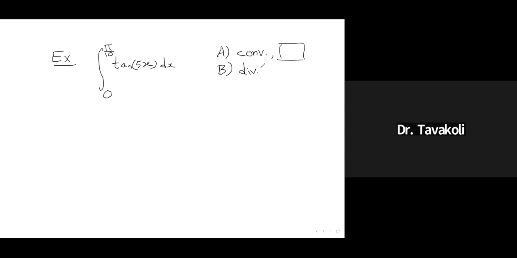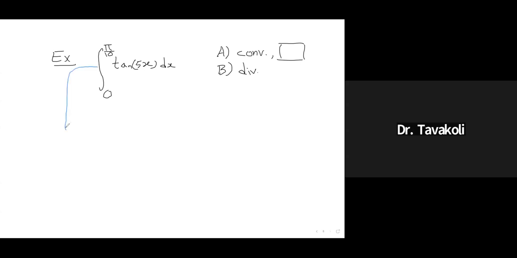Now, which of the limits of the integral is making a problem here? When I let x be 0, tangent of 0 is 0, doesn't have any problem. But what about pi over 10? 5 times pi over 10 is pi over 2, and tangent at pi over 2 is undefined. You know that depending on whether we go from the left or from the right, we might get plus or minus infinity. So tangent of 5x is undefined at pi over 10.